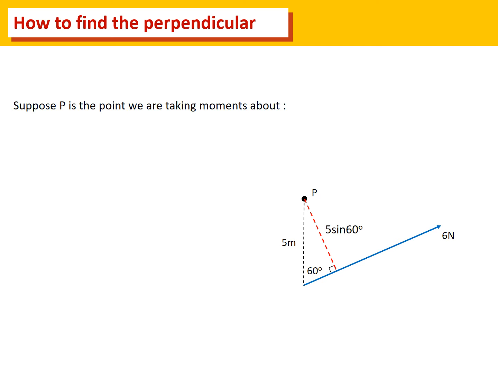SOHCAHTOA, we find that that red broken line is 5 sine 60, and so the turning effect of the 6 Newton force is the 6 newtons, which is the size of the force, times the perpendicular distance, which is 5 sine 60. And that works out as 15 root 3, and the units are Newton meters.